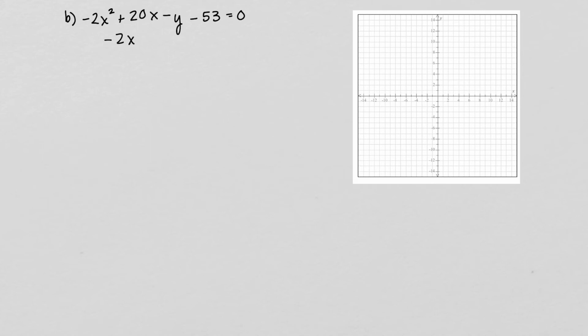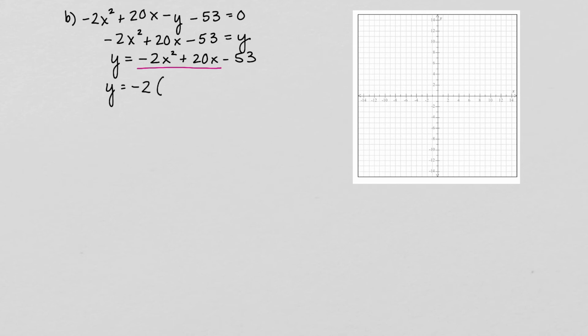So I could just move the y to the other side. So minus 2x squared plus 20x minus 53 equals y. And now I'm just going to rewrite it so the y is on the left-hand side. So y is equal to minus 2x squared plus 20x minus 53. Again, we're going to look at the x squared term and the x term to be able to do completing the square. So I'm going to factor out to make the leading coefficient of the x squared term a 1. So we need to factor out, in this case, a minus 2. So I have minus 2 times (x squared minus 10x), and then I have minus 53.